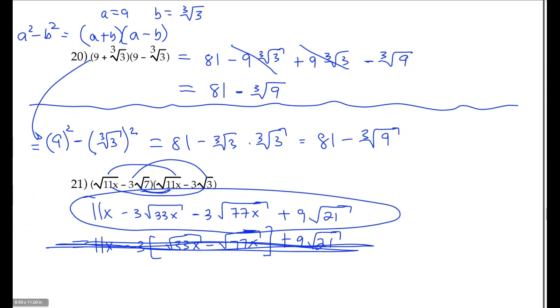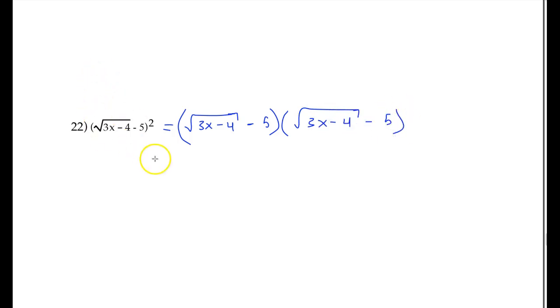All right, let's move on to question number 22. For question number 22, this problem basically says that we want to take this expression here and multiply it times itself twice. So literally, we're taking 3x minus 4 under this square root, all that minus 5, and we want to multiply it times itself twice. Okay?